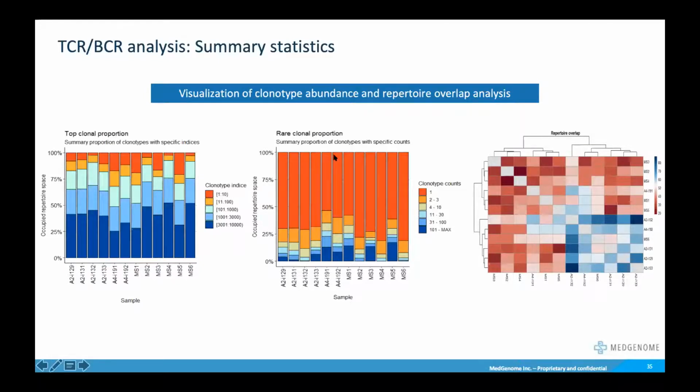You also look at rare clonotypes, which could be interesting for particular diseases or any other biological question of interest. We also look at the overlap of the clonotypes between your samples. And again, this shows a qualitative way of looking at how clonotypes are shared between disease pathologies or compared to a normal tissue.